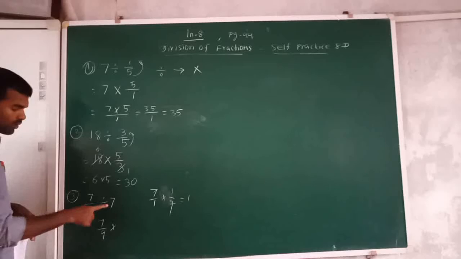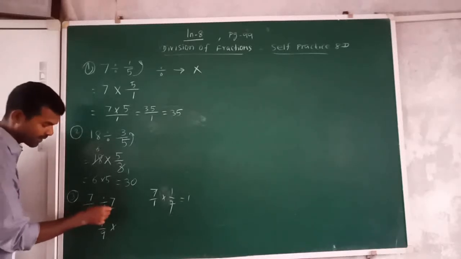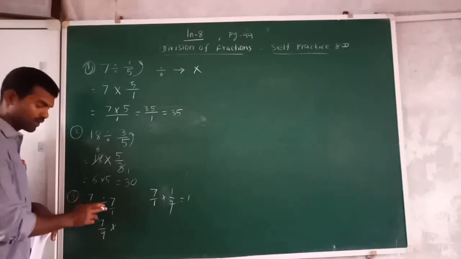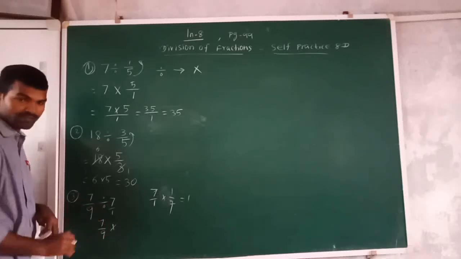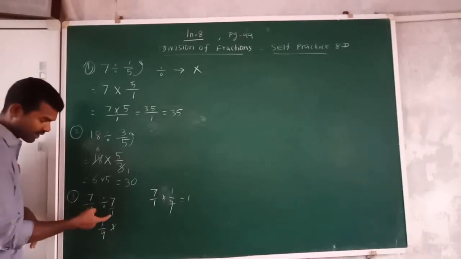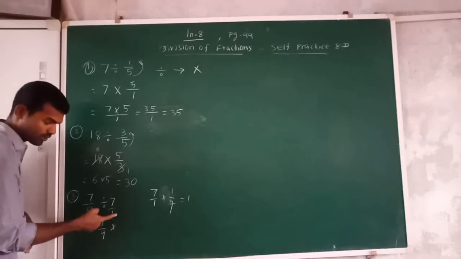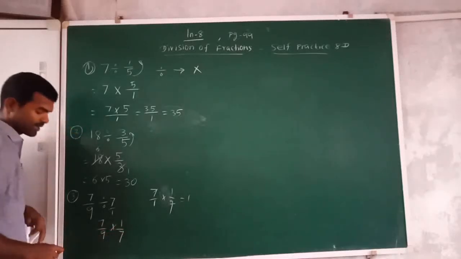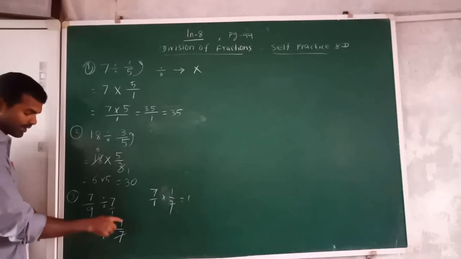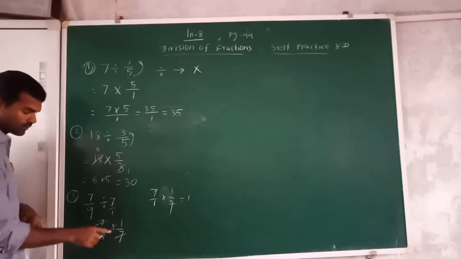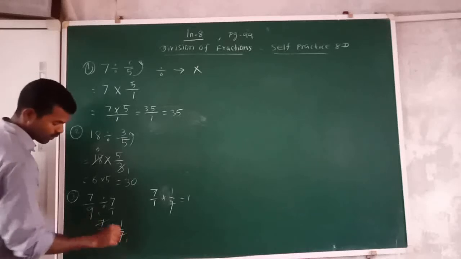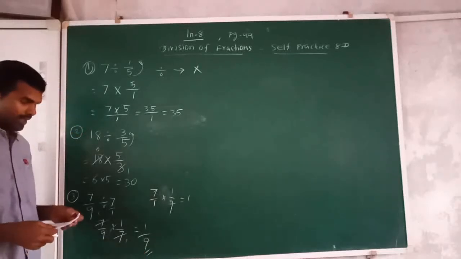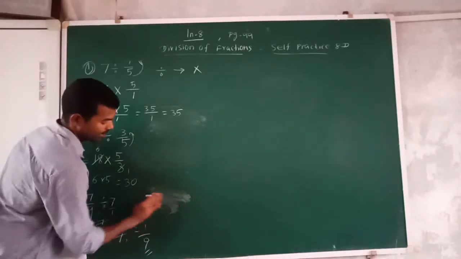So this number is in the form 7 by 1. 7 by 1 is also equal to 7 only, there is no confusion. Both are the same. For the reciprocal, denominator goes to numerator and numerator comes to denominator, so 1 by 7. Cancel it: 7 and 7 are common. On this side there is no common factor. So 1 multiply 1 is 1, and 9 multiply 1 is 9. The answer is 1 by 9.